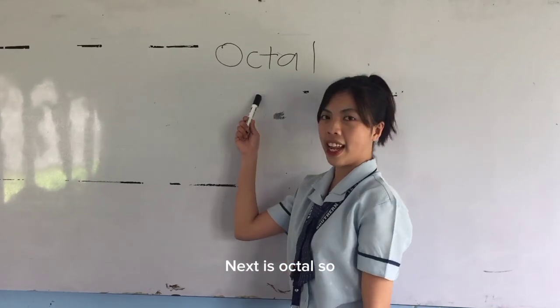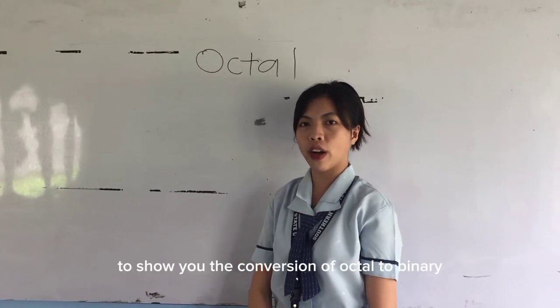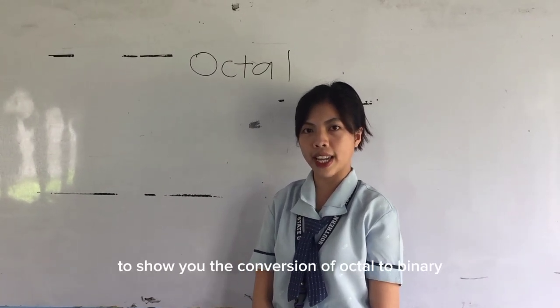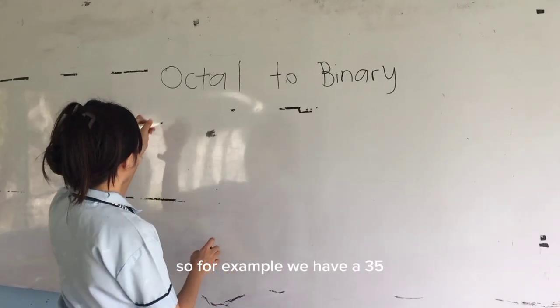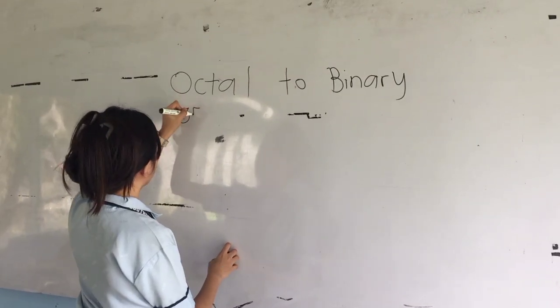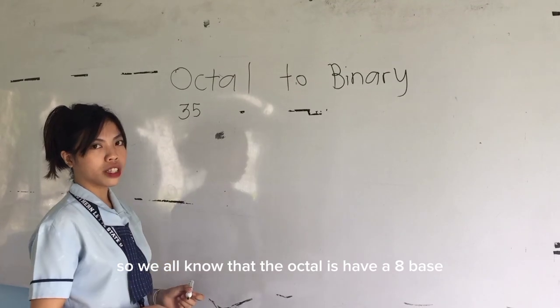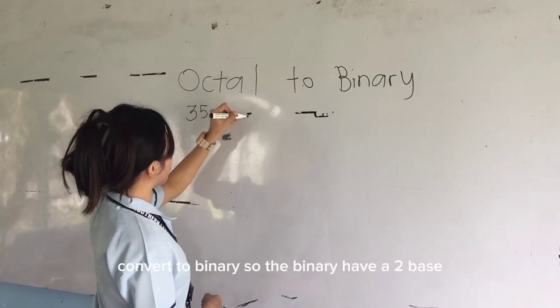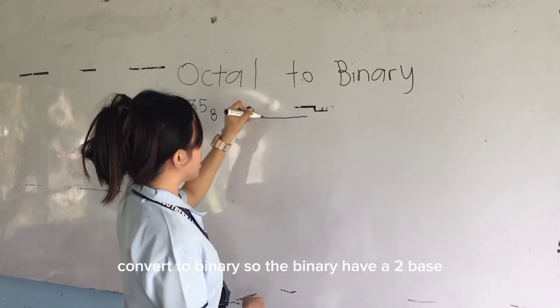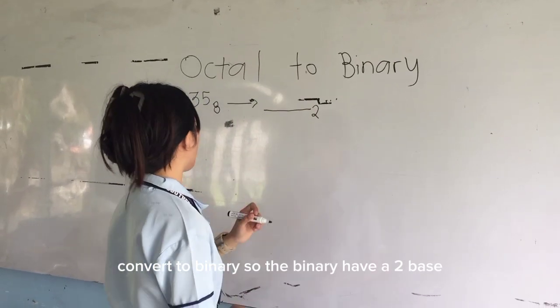Next is octal. So I'm going to show you the conversion of octal to binary and decimal. So for example, we have a 35. So we all know that the octal has a base of 8. Convert to binary. So the binary has a base of 2.